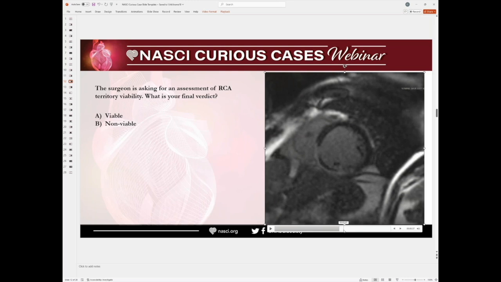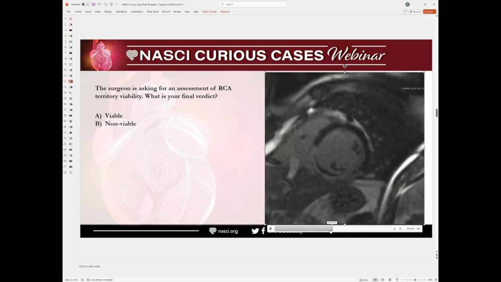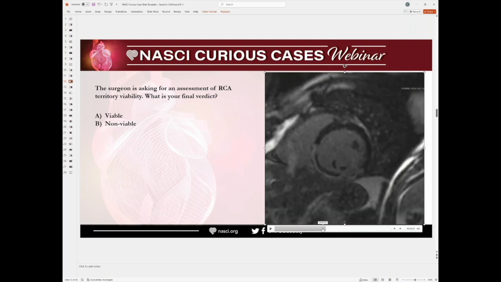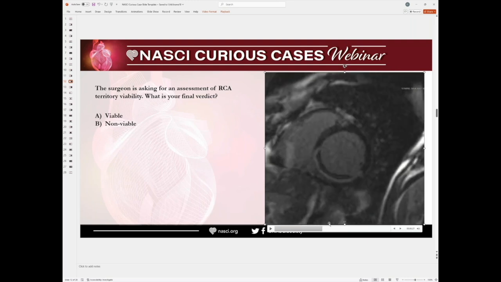Perfect. So the answer is it's definitely non-viable for the RCA territory, but the question should be, what do you mean by viability? Are you asking about the RCA territory? If you look at the delayed enhancement, it involves the full thickness, and then it's most likely non-viable. Whatever you do to the RCA territory, you're probably not going to be able to help the patient. But if they are asking about the rest of the myocardium, then the LAD and circumflex territories most likely look viable.